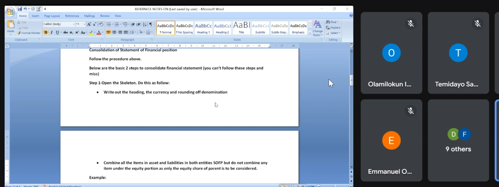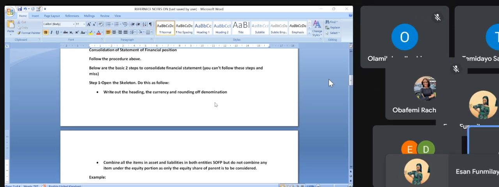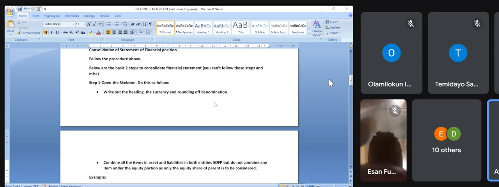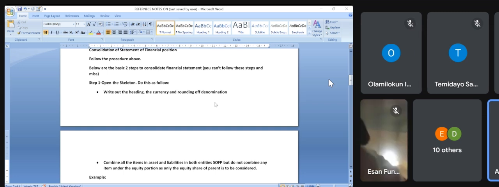You go down a bit. You write the currency. Very, very important. If you do all the workings in the world, write all the headings and write everything, but you fail to put the currency, the denomination, anything you do there is the zero that you will score. But once you put the headings and you write down the currency and the rounding off denomination, as they give it to you, give back to them. If it's in millions, give them back in millions.